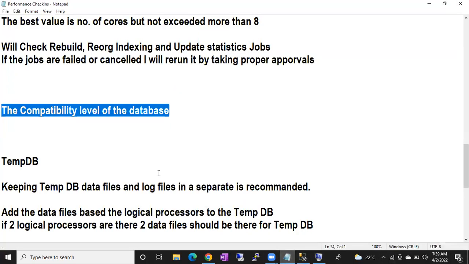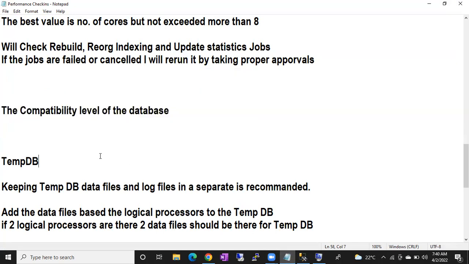Okay, and tempdb, guys. Tempdb is very important. Let me reconnect, guys. It's showing 1 minute. Let me reconnect.